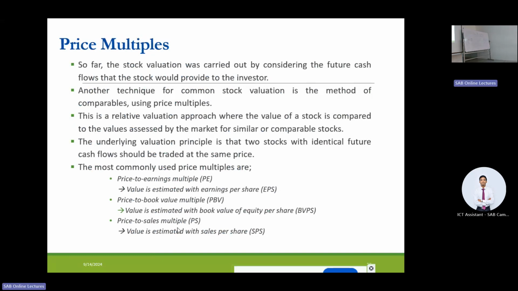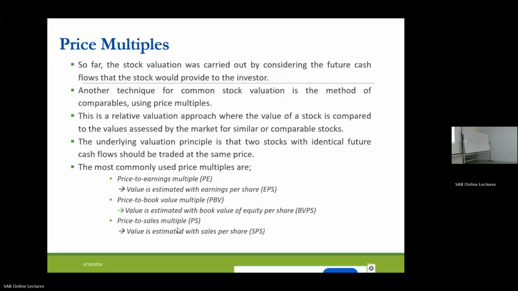So this is price to sales. This variable is sales. For the price to sales average, you calculate current sales per share, just as with earnings per share and book value per share. The method here is sales per share. Any questions? These are the different price based multiples.